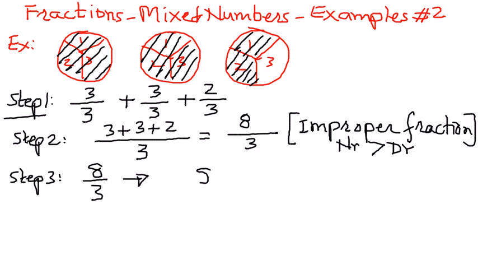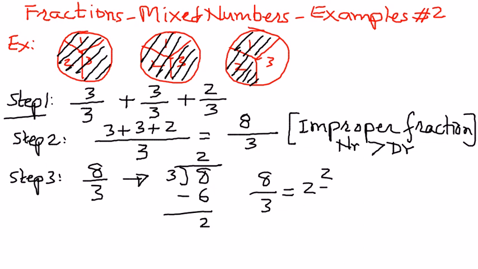So we take 8 and then divide it by 3. 3 times what number is equal to or less than 8? 3 times 2 is 6. 3 times 3 is 9. 9 is greater than 8, so therefore we cannot use 3. So 2 is what we can use. 3 times 2 is 6. So 8 minus 6 is going to be equal to 2. So therefore 8 divided by 3, we can write as 2 and 2 over 3.